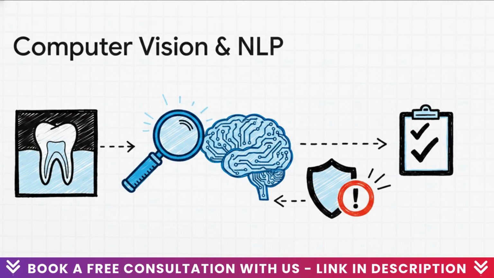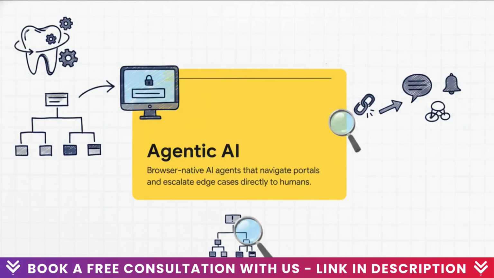It recommends the most accurate CDT codes and, crucially, flags missing documentation or coding inconsistencies before a claim is ever submitted. This proactive, preventative capability, that's what radically reduces downstream denials. But what happens once the claim actually goes out the door?